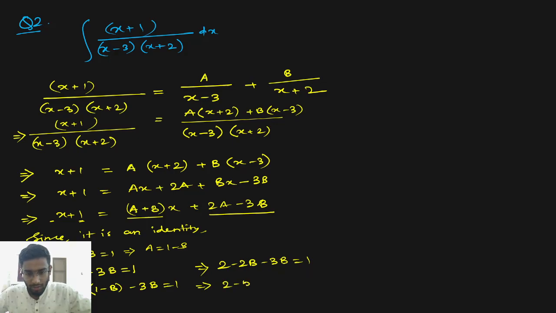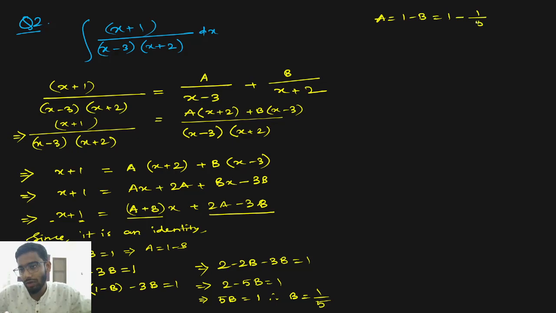So 2 minus 5b is actually equal to 1, from where 5b is actually equal to 1. Okay, so therefore the value of b is nothing but 1 by 5. Since b is 1 by 5, a is 1 minus b, so it is becoming 1 minus 1 by 5, which is 4 by 5.